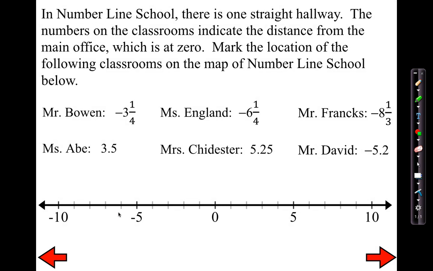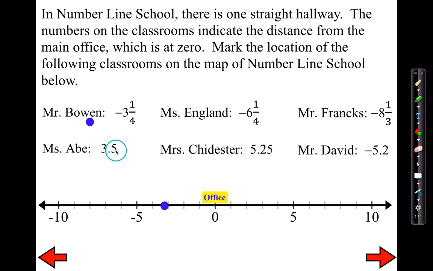So let's take a look at this problem here. It says, in Numberline School, there is one straight hallway. The numbers on the classroom indicate the distance from the main office, which is 0. Mark the location of the following classrooms on the map of Numberline School below. So here we have Mr. Bowen at -3 1/4. So here we're going to the left, -1, 2, 3 1/4, probably right here.